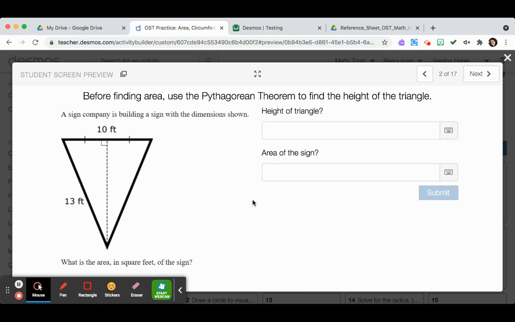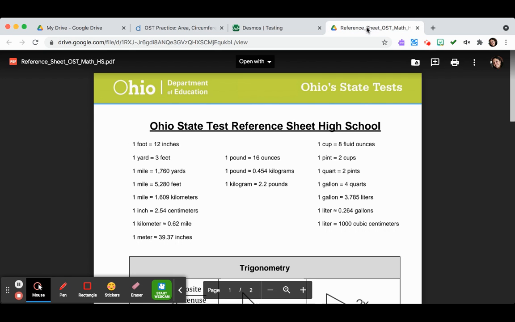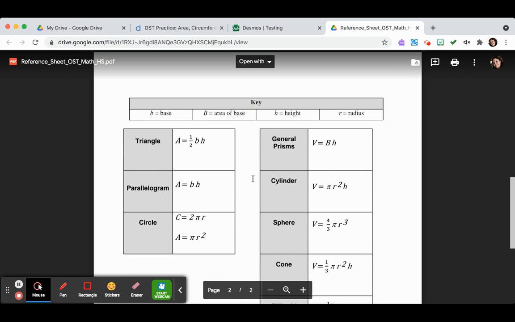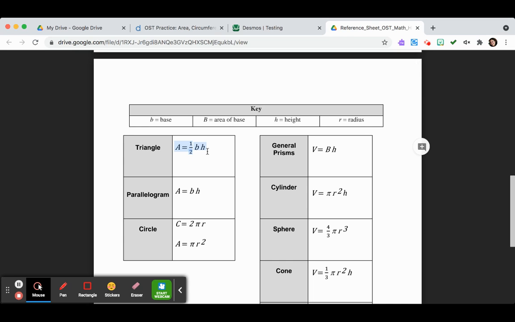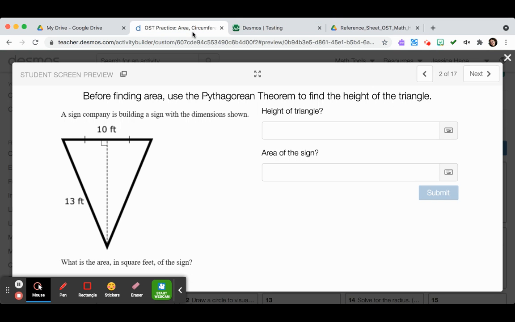All right, so the first slide, before finding the area, we're going to use the Pythagorean theorem to find the height of this triangle. The sign company wants to know the area of this triangle, but we need to find the height because if you look at your reference sheet, the area of a triangle is 1/2 the base times the height. Our base is 10. And if we're going to find the area of each triangle separately, the base would be 5. So this side would be 5 here, and this side would be 5 over here.